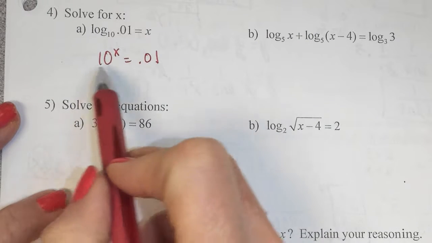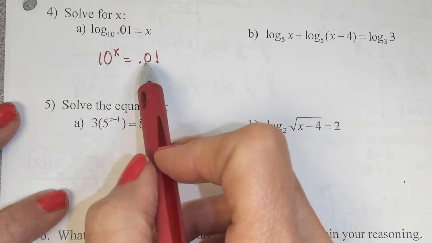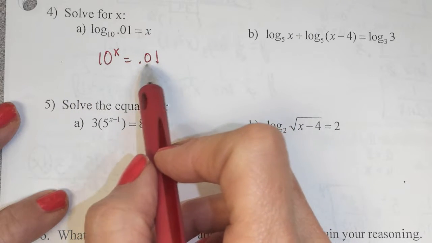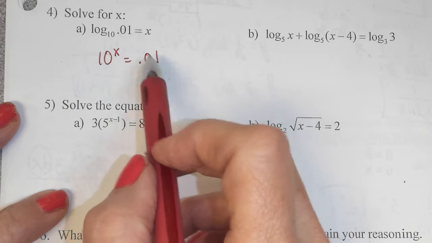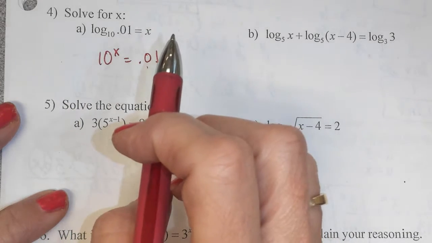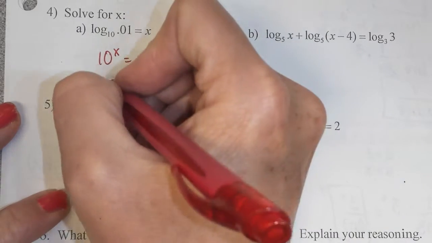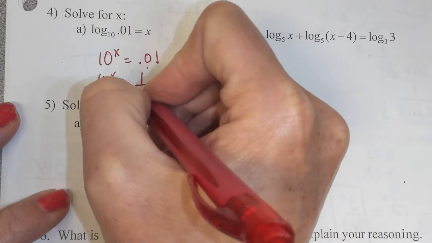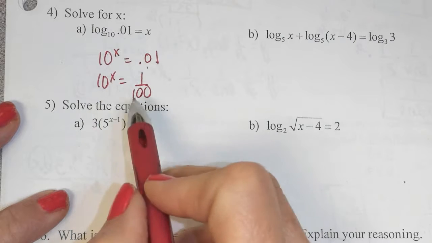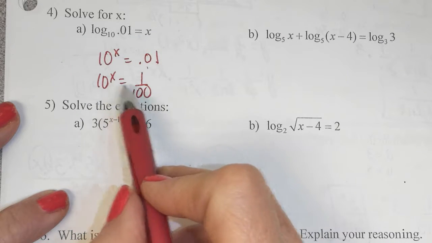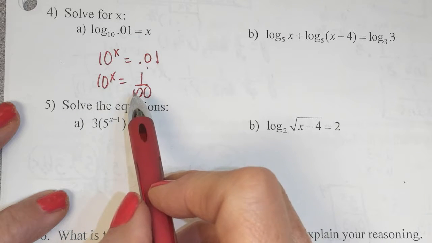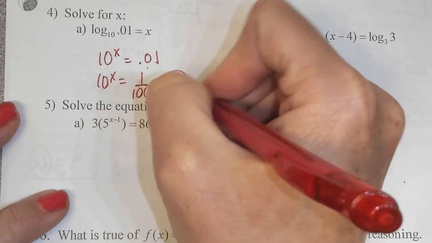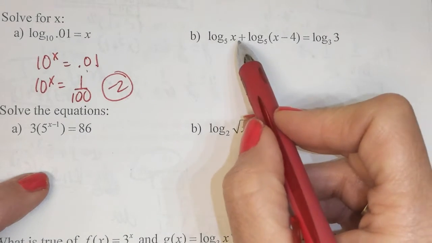Now, this is a little bit tougher, though, because you want to rewrite this with something that's a fraction instead of a decimal. Natalie, do you know 0.01 as a fraction? Good. So this is 10 to the x equals 1 over 100, and then you can probably figure it out. Natalie, you know what it would be? Right.